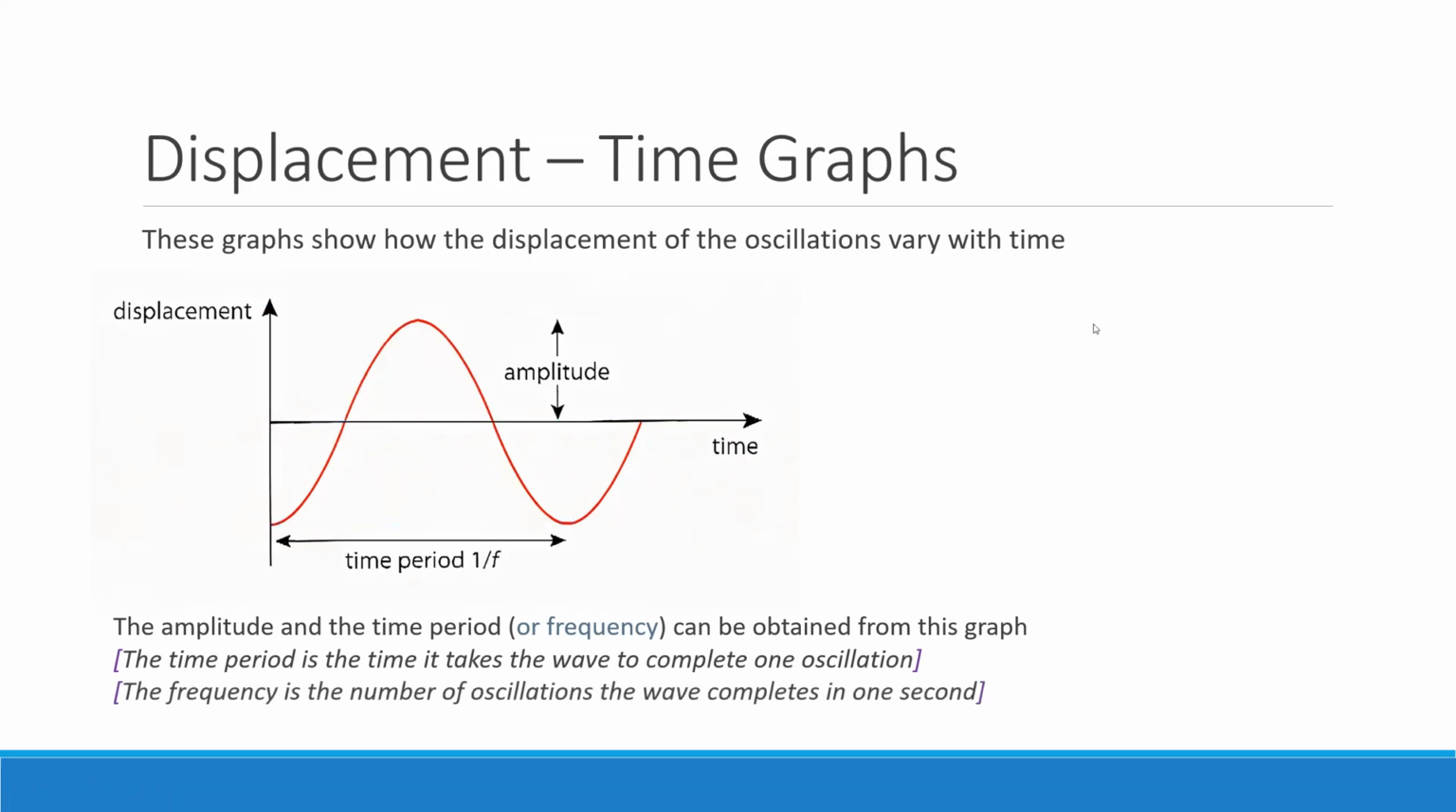Can you get the wavelength from this graph? Isa? Sorry, sir, what was the question? Can you extract the wavelength from a displacement time graph? No. Good, because there's no distance, there's no position on the x-axis.